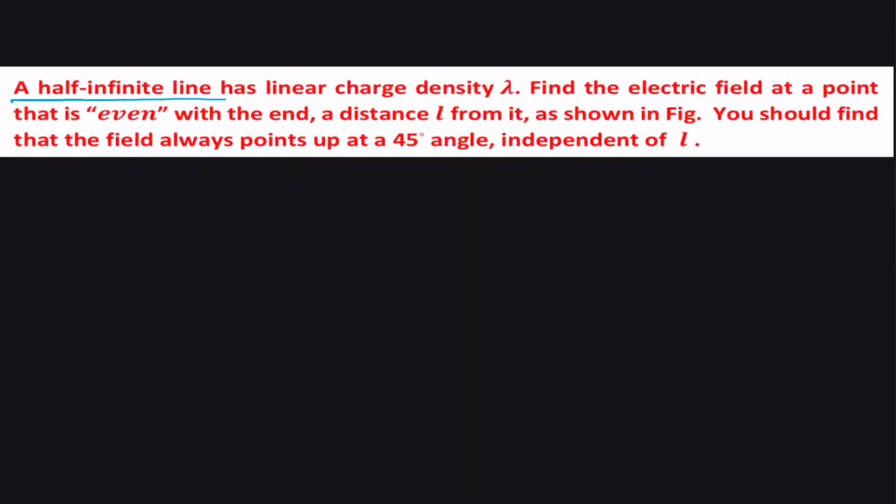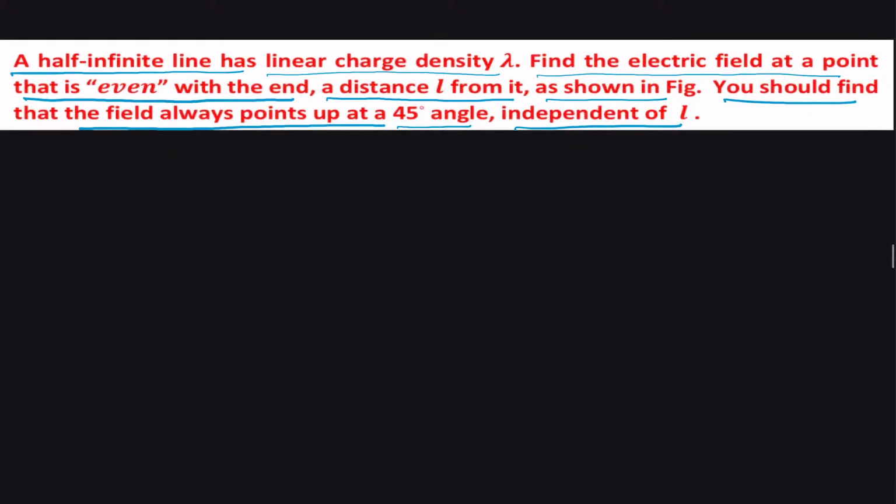It states that a half infinite line has a linear charge density lambda. Find the electric field at a point that is even with the end, a distance L from it, as shown in the figure. You should find that the field always points up at a 45-degree angle independent of L. So we can just draw an approximate figure for that.